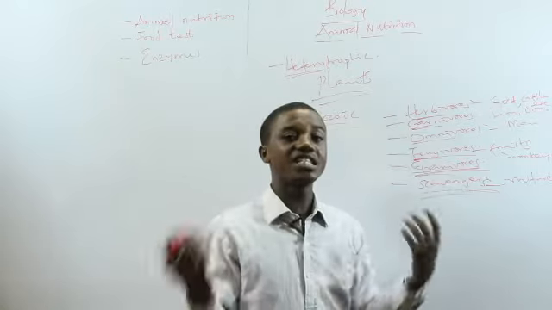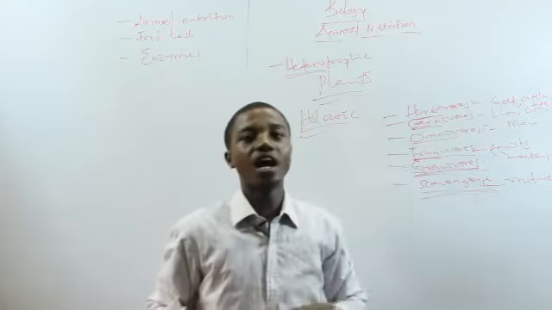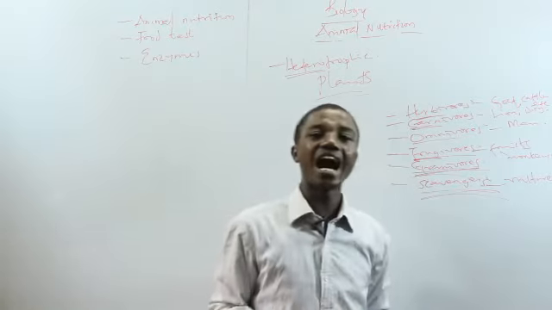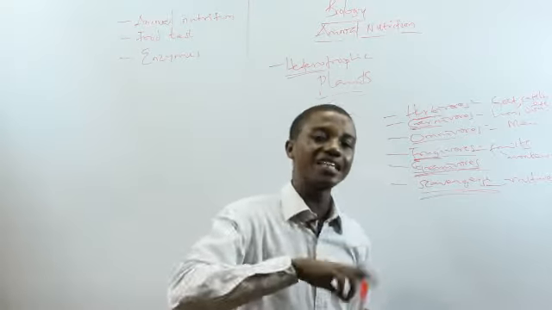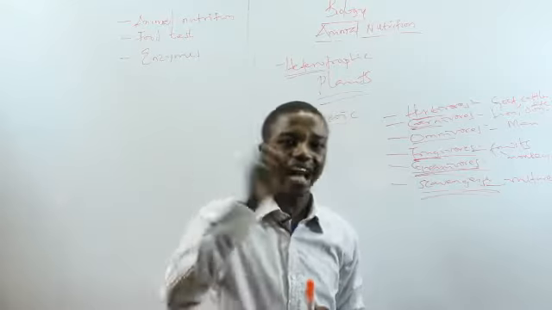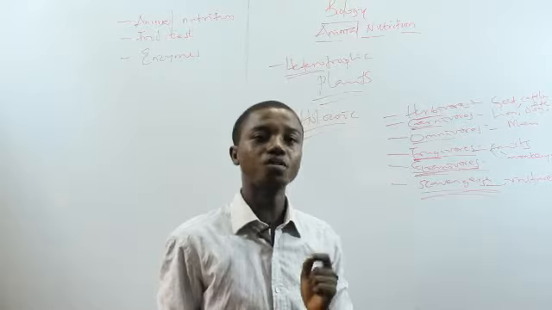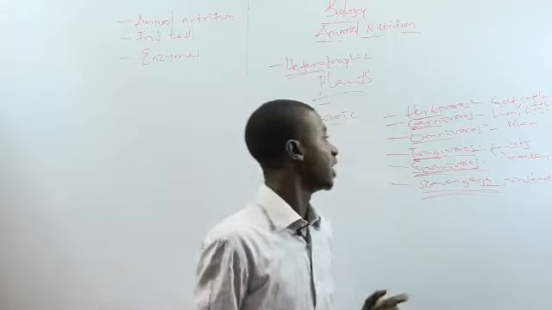Herbivores are plant-eating organisms. A very good example is the goat. Carnivores are flesh-eating organisms. A very good example is the lion. Omnivores are organisms that feed on both plants and flesh. A very good example is man. You and I happen to be omnivores.